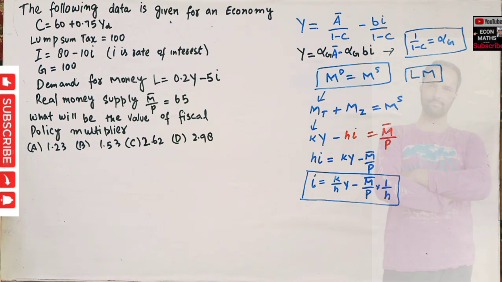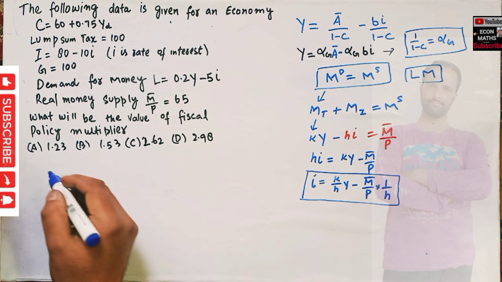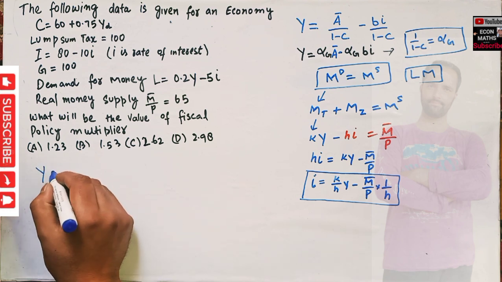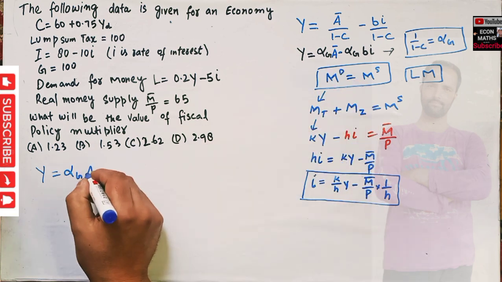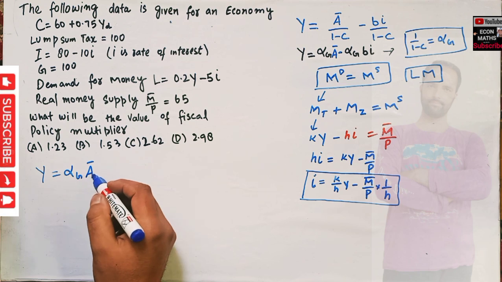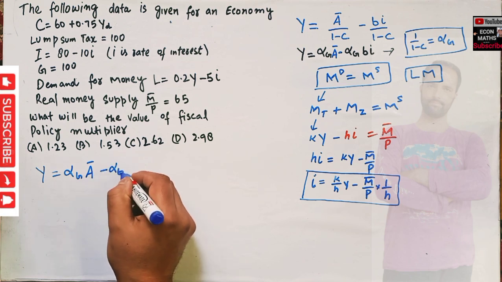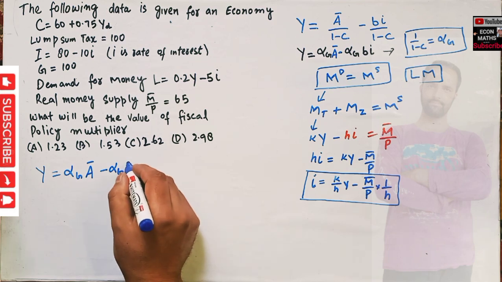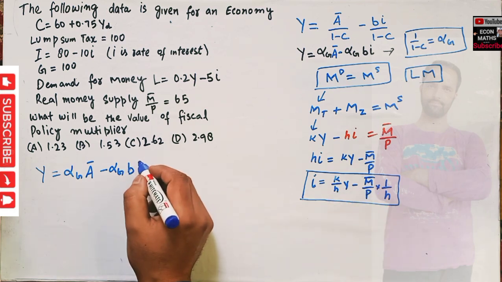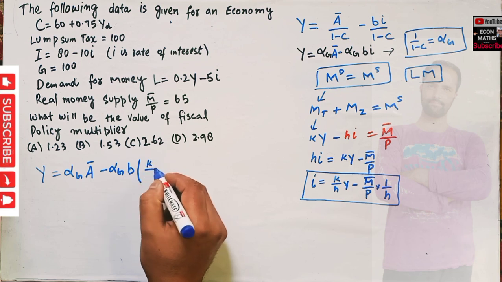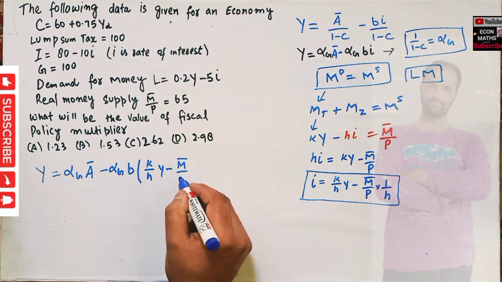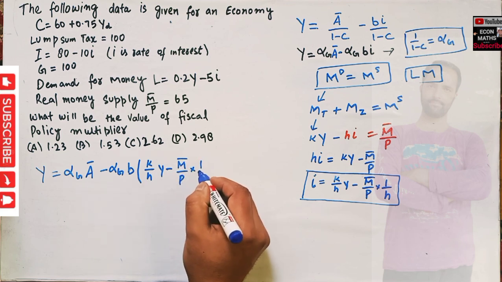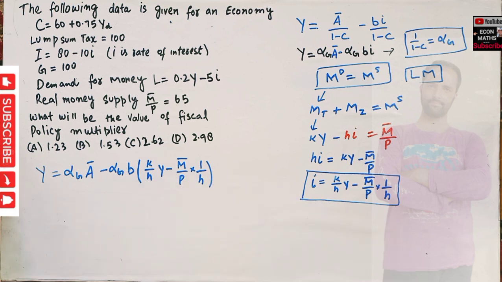Okay, so if I put the value of I here, that means our Y will be equal to, let me write it here, Y is equal to alpha g A bar, minus alpha g B. In place of I, I can write this stuff, that is K upon H Y minus M upon P into 1 upon H.